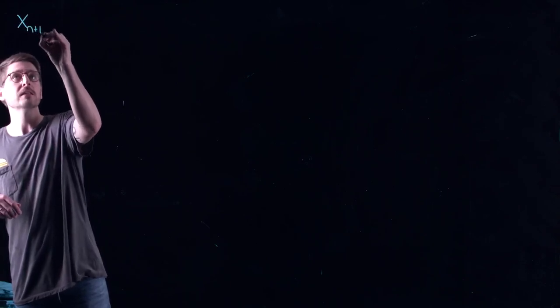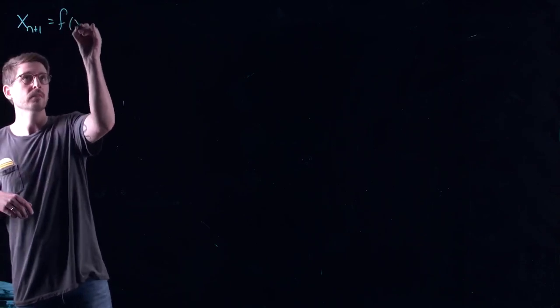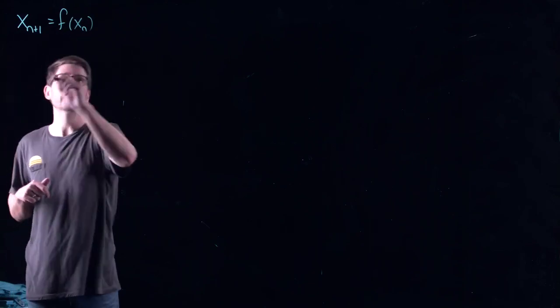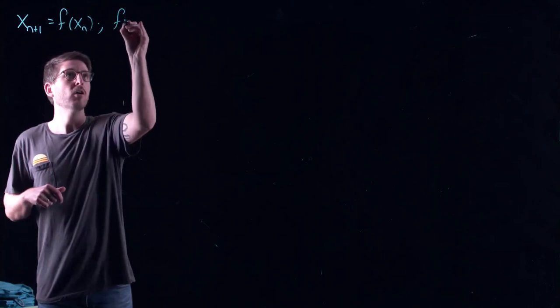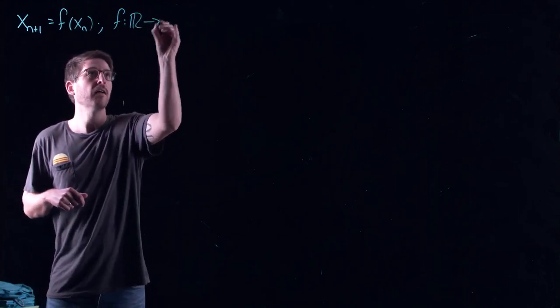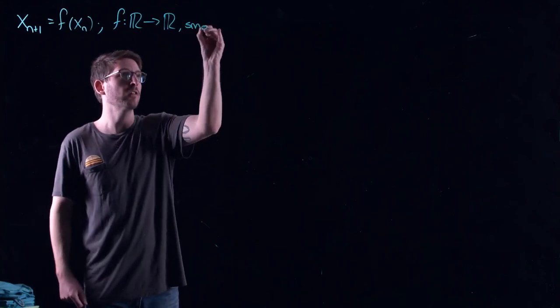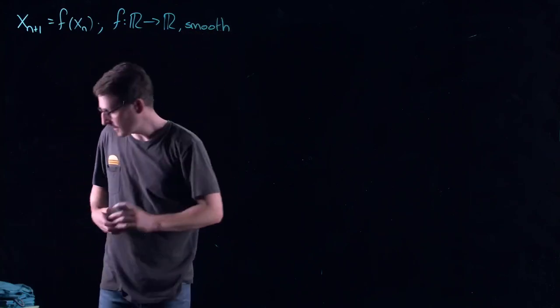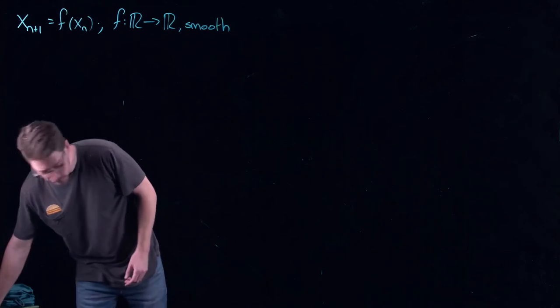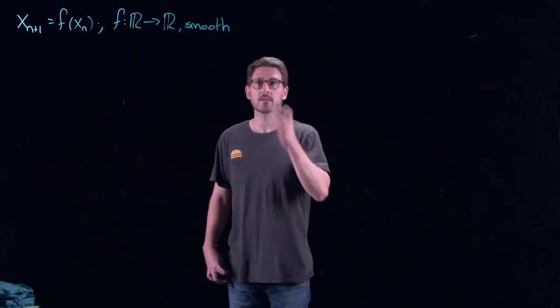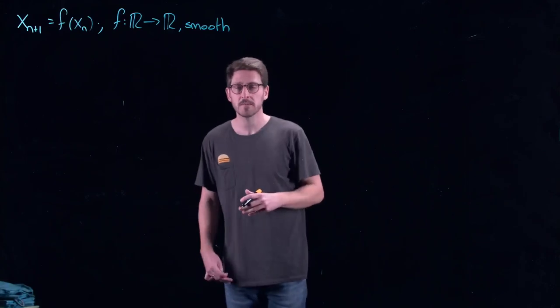And let's start from the basics. I'm always going to talk about iterative processes that look like this. Okay, so you have a current state, it goes into a function, and you get the next state. I'm always going to assume that I have a real valued function that is smooth, okay? I'm going to have to take some derivatives, so of course, I don't want to have to worry about mathematical theory that says when I can and can't take derivatives. So let's assume that derivatives can always be taken.